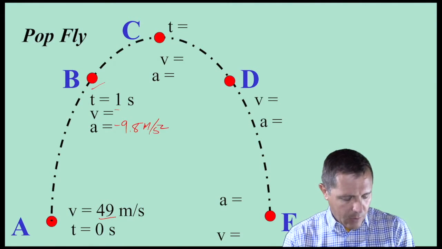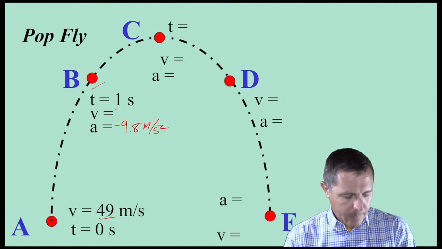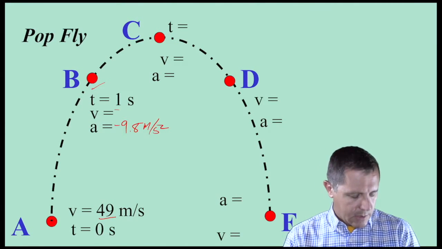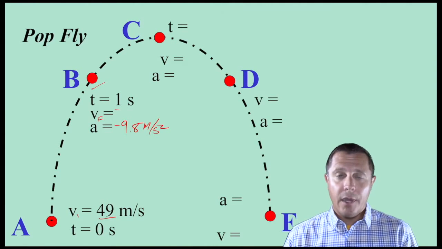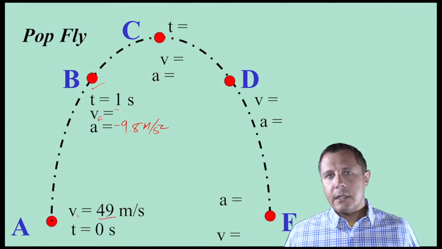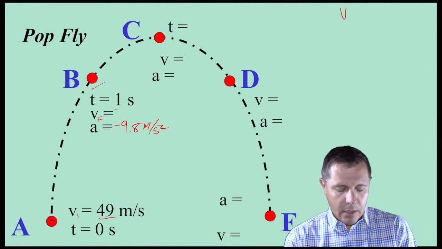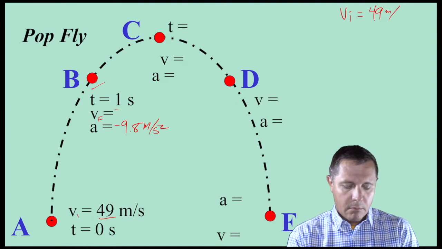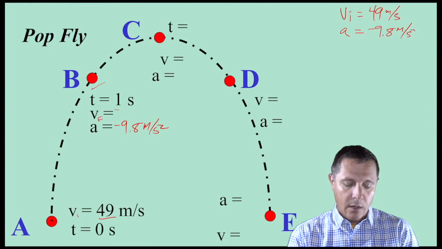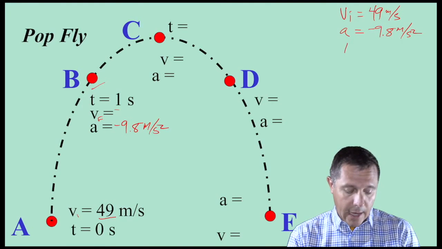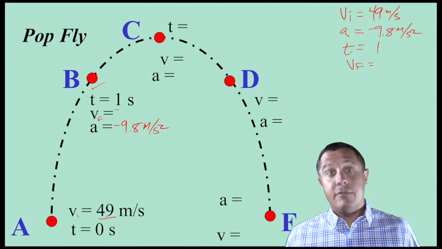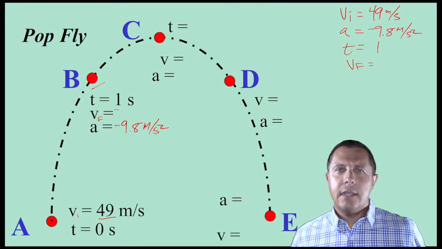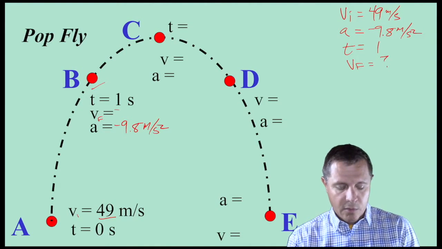Okay, and we want to figure out our velocity at this point. So let's solve for velocity. I'm really going to look for V final here, where my initial velocity is 49. We always like to list our givens. I have an initial velocity of 49 meters per second, my acceleration, which is gravity, negative 9.8 meters per second squared, and time is equal to 1 second. We're looking for the velocity at that point, which we will call final velocity. That's our question mark.